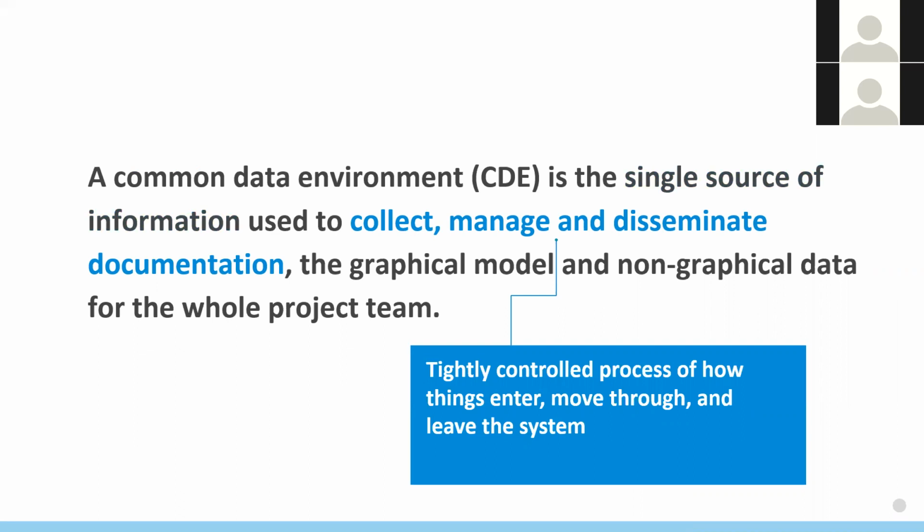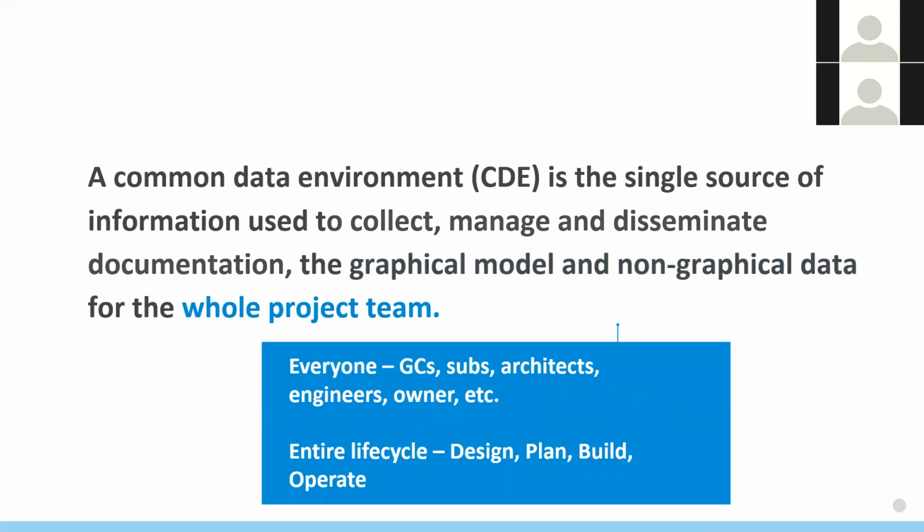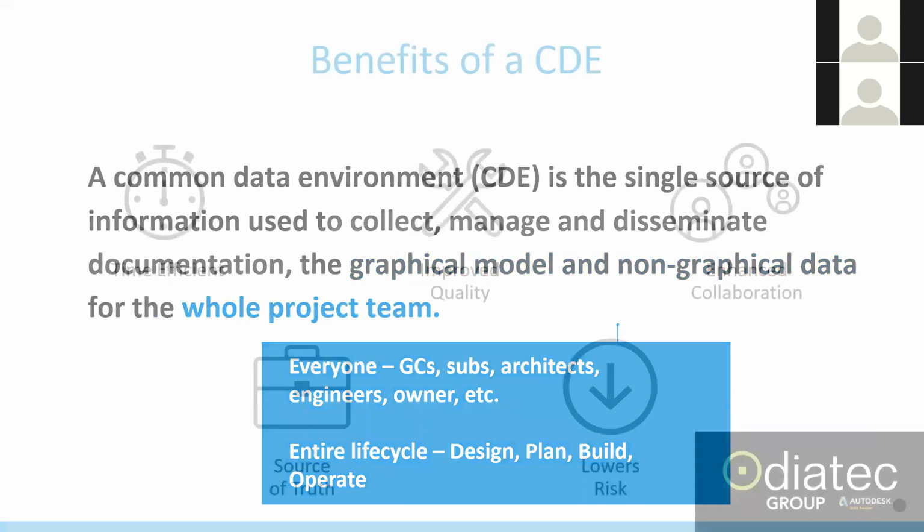So within BIM 360 and Autodesk Construction Cloud, it's tightly controlled processes, such as using approval workflows or setting permission levels, that achieve this particular feature. And then the graphical model and non-graphical data: documents, sheets, models, Word documents, Excel files, PDFs, all of that kind of information is possible in the Autodesk Construction Cloud. And then the whole project team: main contractor, general contractor, subs, architects, and everybody else that works across the design stage, as well as the building stage, or the site stage, when it's actually being implemented and constructed on site.